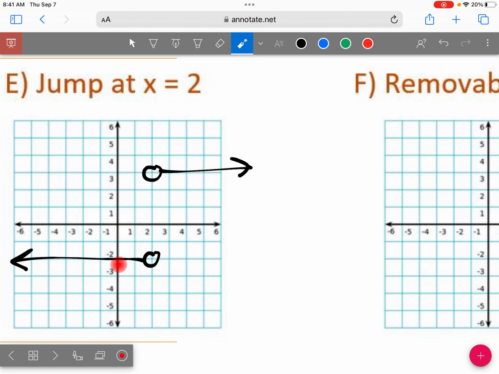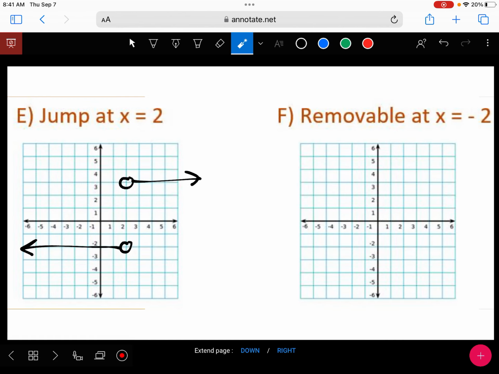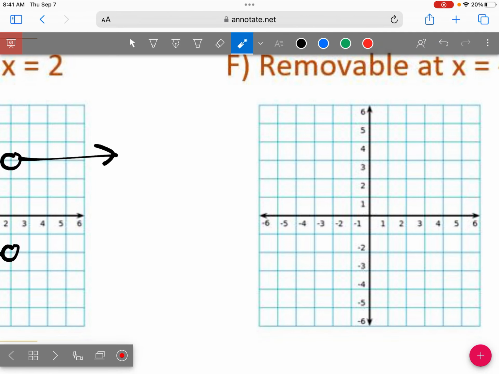So you can't have them both, like, yes. Does one of them have to be a dotted line? Or open, a closed point? Yeah. No, you can have 2 open points or an open and a close. Okay. You can have one close. And then for your removable at -2, again, I'm just gonna make it simple and just draw a horizontal line.